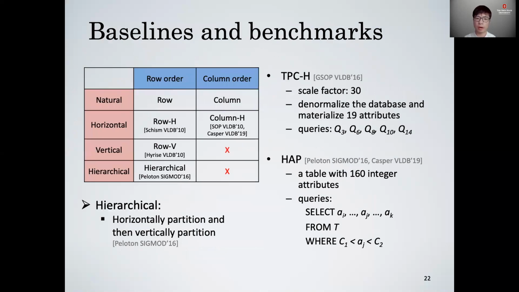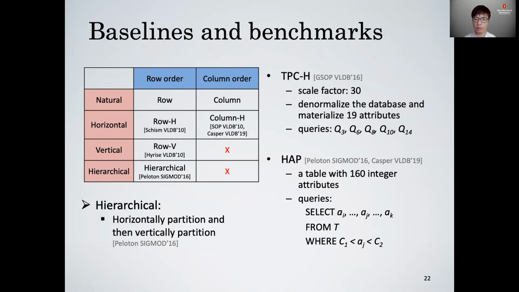In the paper, we compare the irregular partitioning with 6 baselines, which are the plain row store, a plain column store, the horizontal partitioning in row and column stores, and the vertical and hierarchical partitioning in the row store. And for the hierarchical partitioning, we first horizontally partition and then vertically partition the table. The Peloton system, published in SIGMOD 16, also horizontally and then vertically partitions the table.